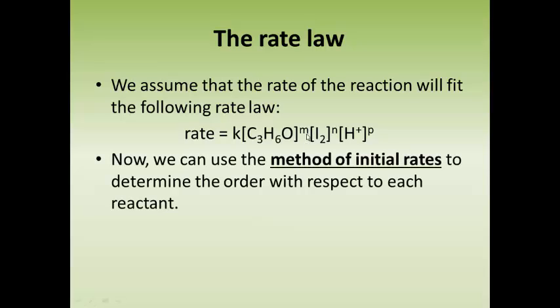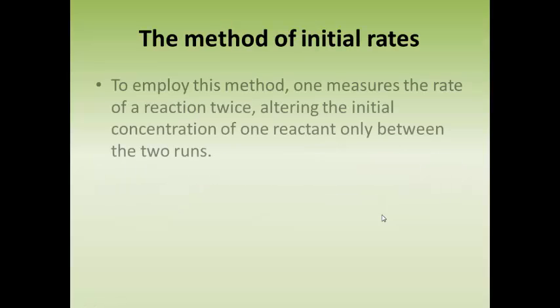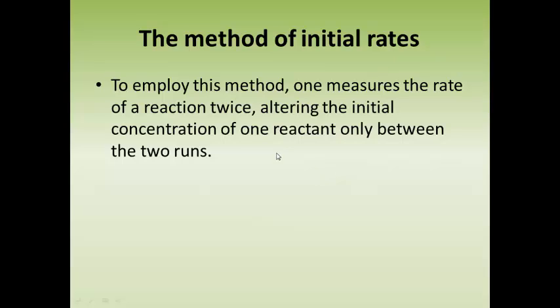We'll determine values for m, n, and p using the method of initial rates. Once we've determined m, n, and p, and we have a whole set of rates, we can also find a value for the rate constant. So using the method of initial rates, what we need to do is measure the rate of reaction by changing the initial concentration of one reactant at a time. So we'll need a total of 4 runs in this case, 1 reference run, and then 3 where we change the concentration of each reactant of interest once.